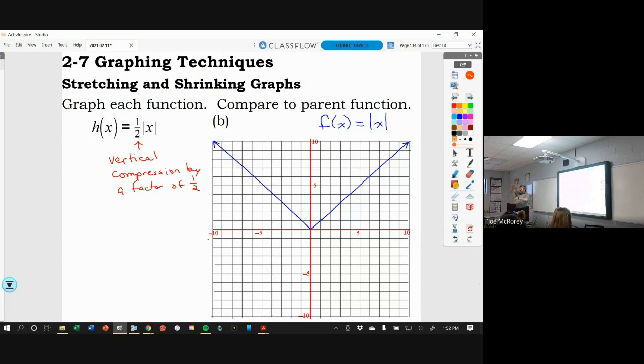So is it going to appear to be fatter? Yes. Okay. The point (0, 0) is not going to change. I'm jumping all the way to the end. This point here is (10, 10). The x value of 10 is not going to change. The y value of 10 is going to change. 10 times 1/2 is 5.